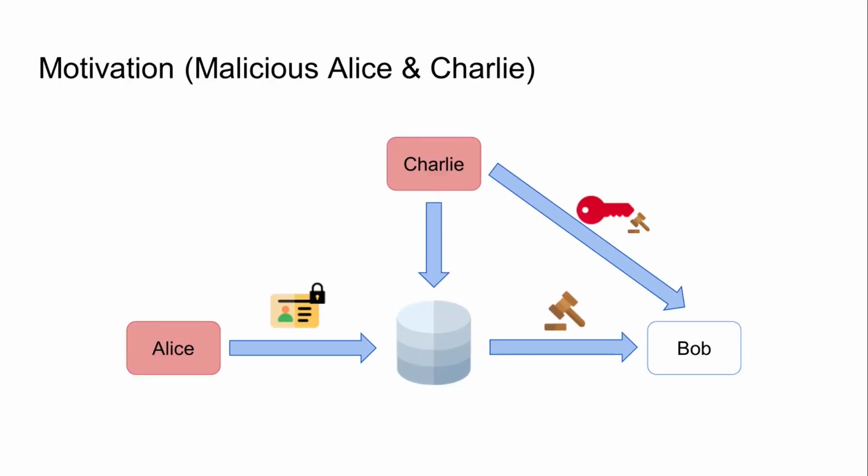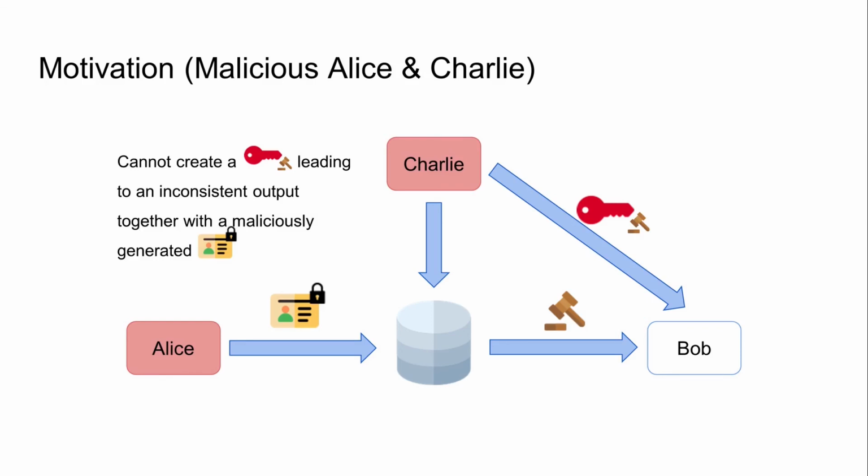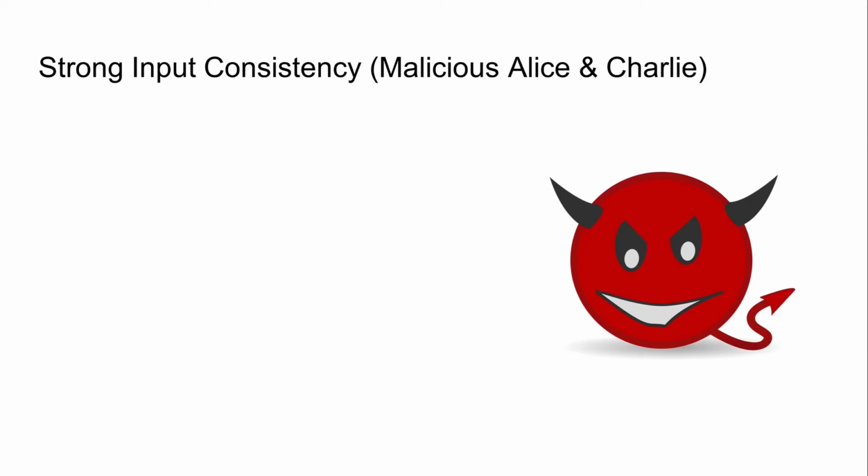In the case of a malicious Alice and Charlie, the adversary has the combined adversarial capabilities of the two previous cases. It can create different keys that, together with maliciously generated ciphertexts, yield any desired decryption output. The notion that prevents these types of attacks is the notion of strong input consistency. The strong input consistency game is a combination of the input consistency and the setup consistency game. The adversary sends a single message to the challenger which contains the master public key, a set of functional keys together with the corresponding functions, and two ciphertexts.